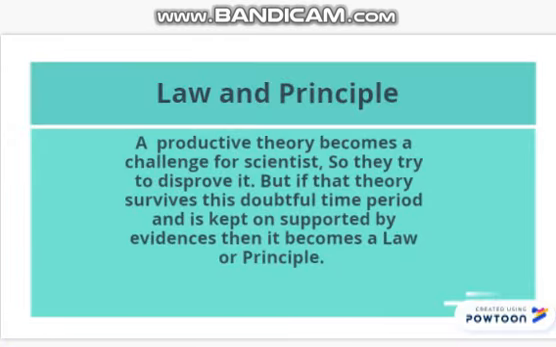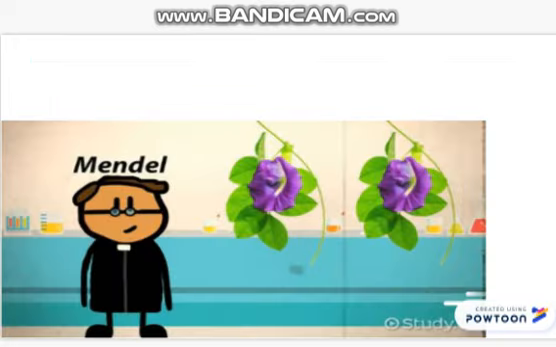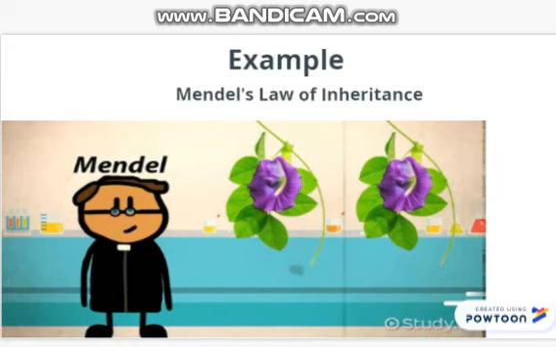A productive theory becomes a challenge for scientists, so they try to disprove it. But if the theory survives the doubtful time period and keeps being supported by the evidence and the experiments, then it becomes a law or principle. An example of a law is Mendel's law of inheritance. Mendel did experiments on pea plants and he told us how genes are transferred from one generation to the next generation. And his theory was turned into a law after his death when it was being tested a lot of times.